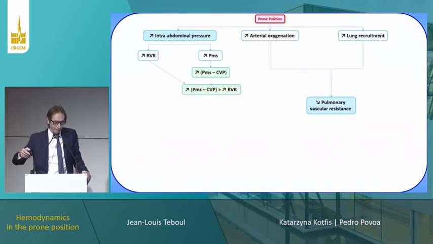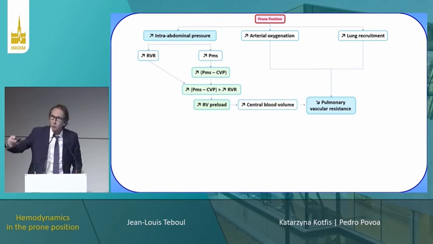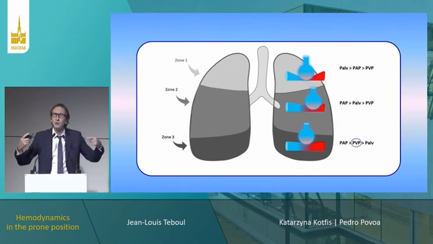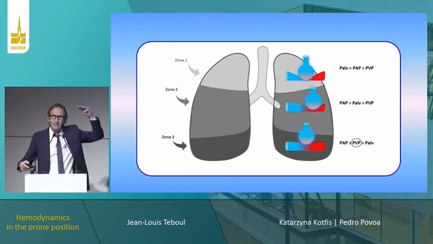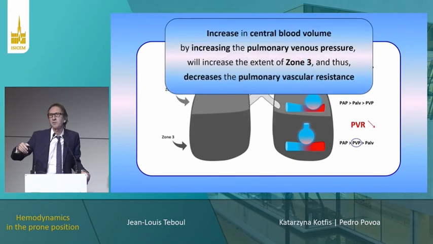So if the increase in the venous return pressure gradient is higher than the increase in the resistance to venous return, this should result in an increase in RV preload, in an increase in central blood volume, and we know that an increase in central blood volume can also decrease the pulmonary vascular resistance. Because when you increase central blood volume, you will increase the pulmonary venous pressure, and therefore you can decrease the extent of zone 2 conditions in the lungs, and you should decrease PVR, pulmonary vascular resistance.